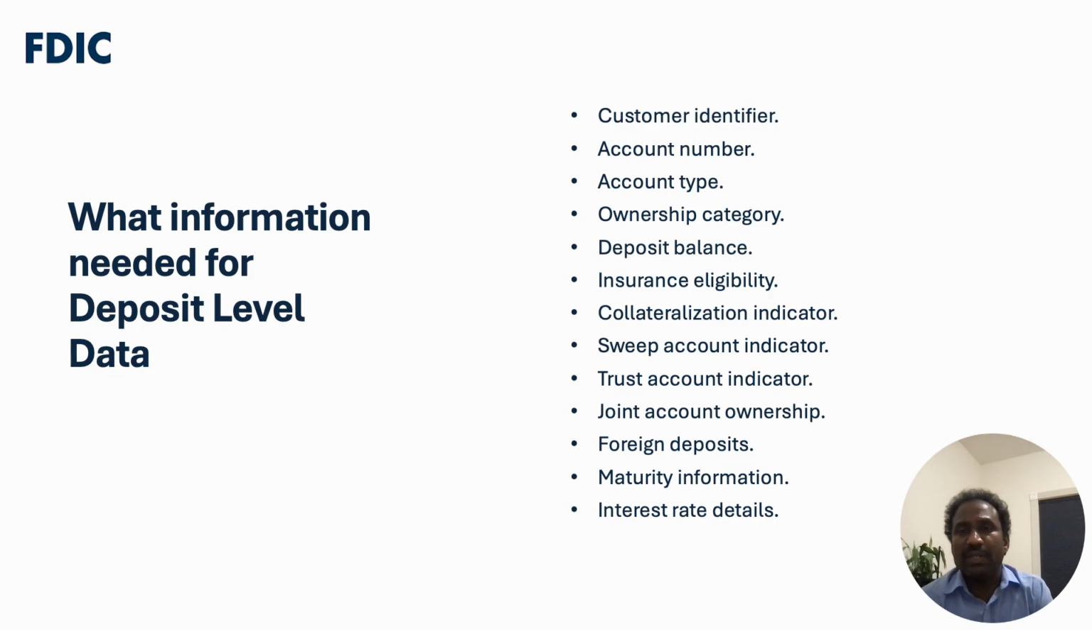And a sweep account is generally something like a merchant account, where you get the money into this one, the settlement happens in your account, and once the settlement is done, they switch it to a different account. So every end of the day, that is also a sweep indicator, generally whether that account is a sweep account or not. And whether it is a trust account. Any maturity information, so interest rates and everything will be there.